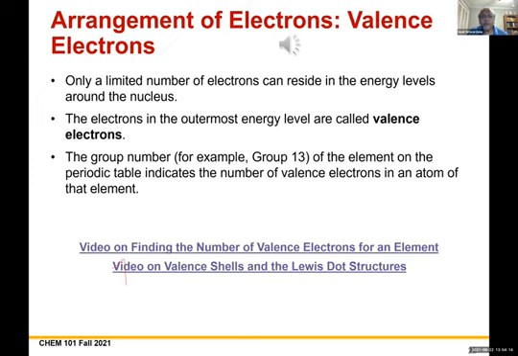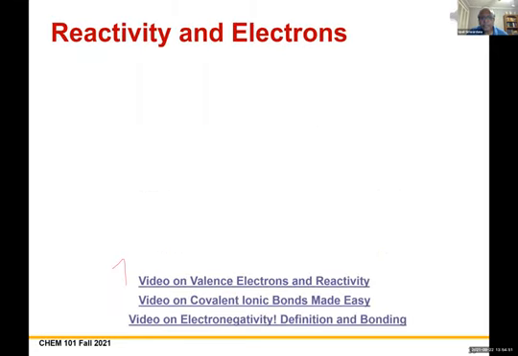For example, a group 13 element on the periodic table has 3 valence electrons in the atom. You can go to group 13 and count the number of valence electrons in the valence shell, 3 electrons. So the periodic table allows you to get the number of valence electrons. You can also watch the video on finding the number of valence electrons for an element on the periodic table.